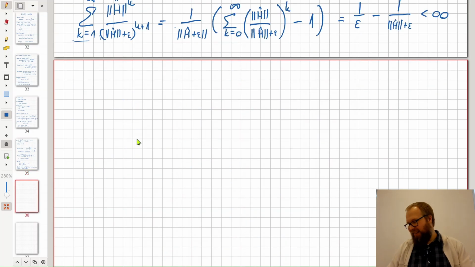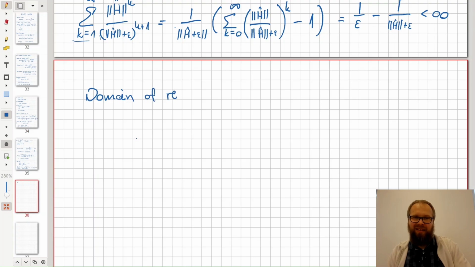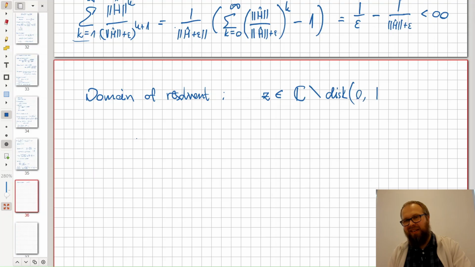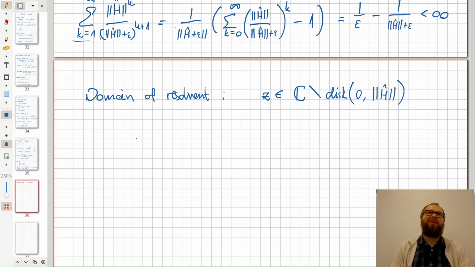So is it a radius of convergence? It's actually the domain of the resolvent. The resolvent, if you treat it as a function of z, is defined on the complex plane minus the disk. It is centered at 0 and has a radius equal to the norm of the Hamiltonian.